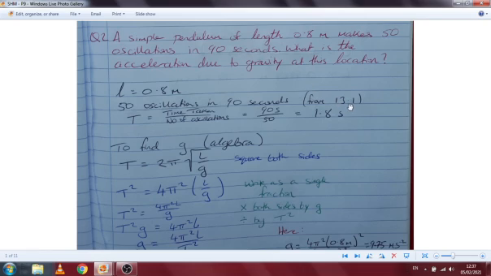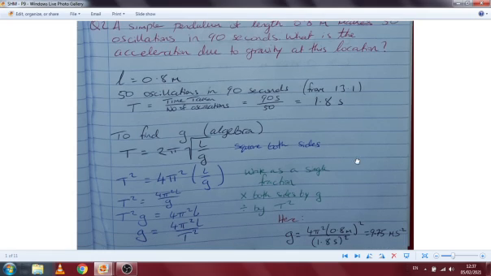So from our previous work in section 13.1, we know that the period T is the time taken over the number of oscillations. So that's 90 seconds for 50 oscillations. So that's 1.8 seconds. So that's another way to get our period. We are asked to find the acceleration due to gravity at the location. So we need to find out what g is.